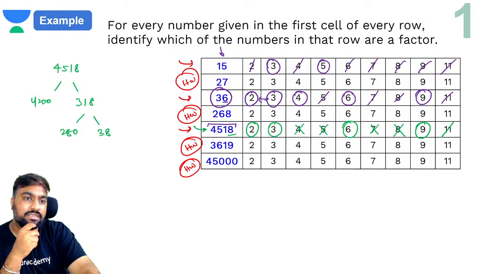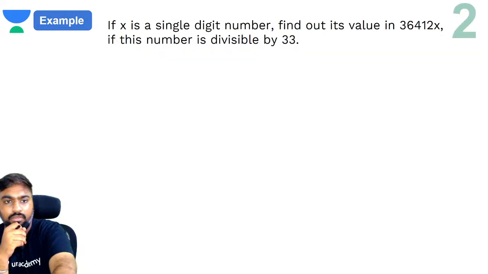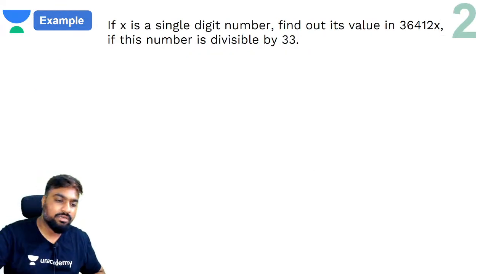Yeah, the other numbers are for you to try: 27, 268, 3619 and 45,000. Try that at home, okay? Chalo, try the next question, quick.